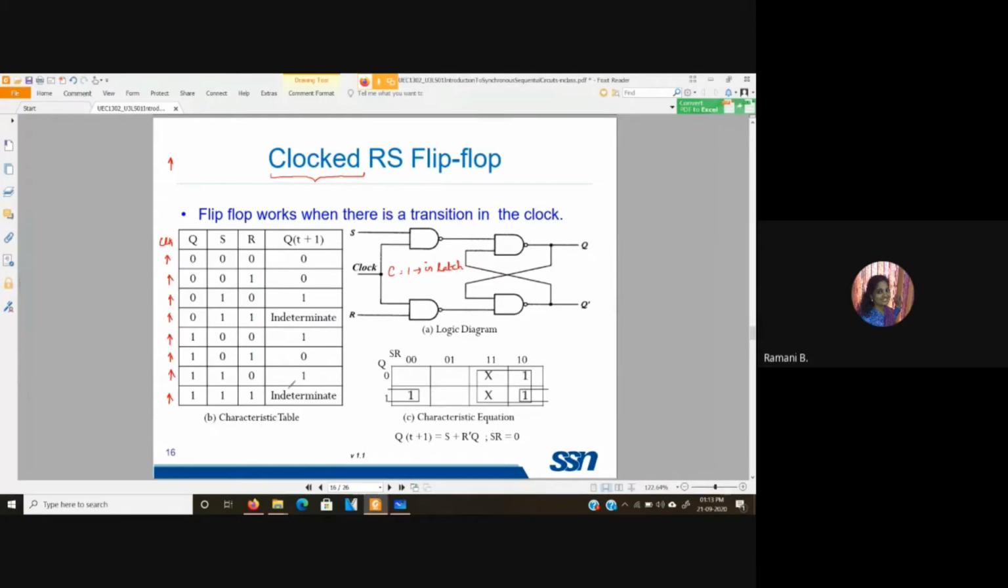This is again the same table. However, the Q here implies the present state value. This Q denotes the present state and Q of t plus 1 denotes the next state. That is, if at present the clock transition is happening. Okay, this is my clock, and I have considered the rising edge of the clock.